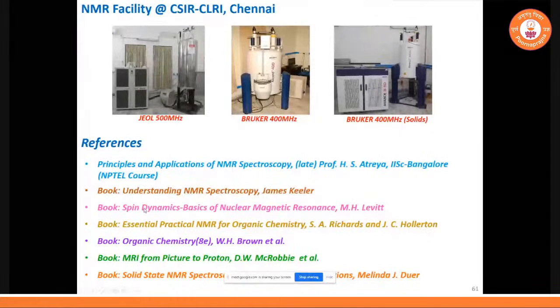But this is the book. I love this book. And this is one more book, Spin Dynamics: Basics of Nuclear Magnetic Resonance. He is one of the pioneers in this field, Malcolm Levitt. This is one of the best books in NMR. And I also refer to some other books for general sake. This is one of the best books in terms of any common man being able to read it, MRI from Picture to Proton by McRobbie and others. And also this is a very specialized book, Solid-State NMR Spectroscopy by Melinda Duer.